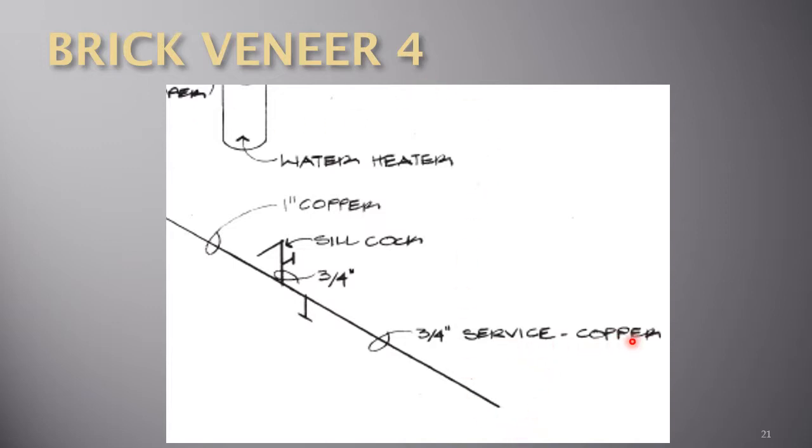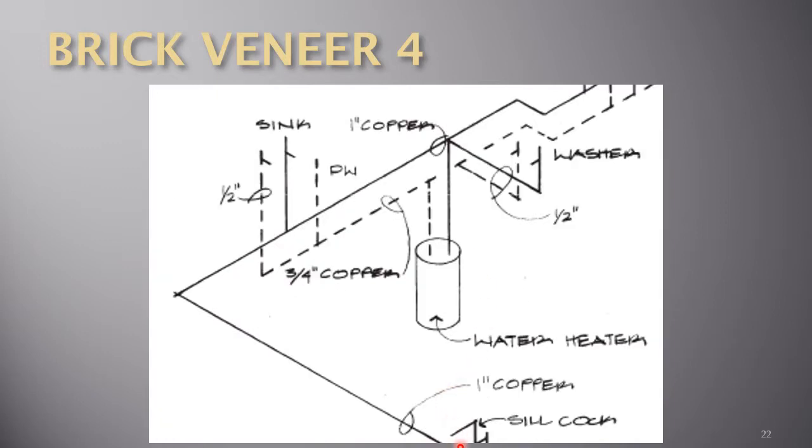This is the service. It's a copper pipe, 3/4 inch, and it is providing the water that is coming into the house. Now here we have something called a sillcock. Many of you may not know what that is, and we'll talk about it in a minute. From there, we move ahead. There is a 1-inch copper line that drops down into a water heater, and now a dashed line comes out of the water heater, feeding the sink and the dishwasher.